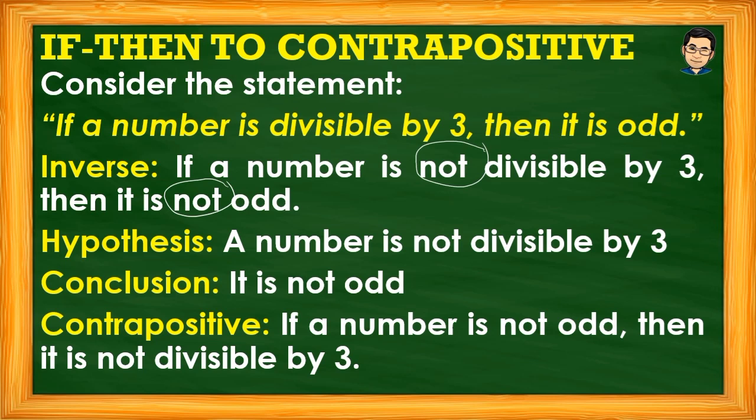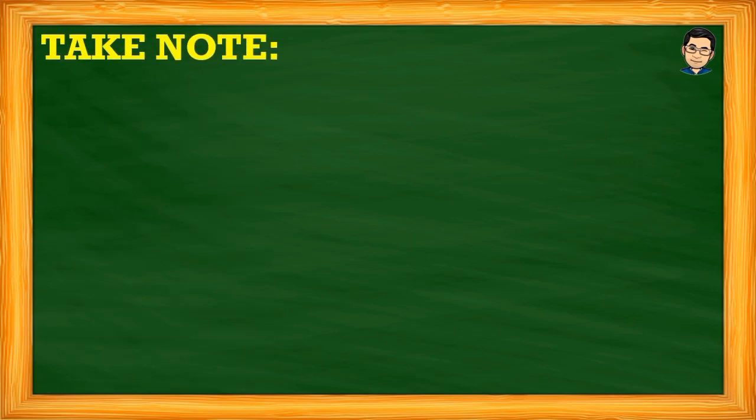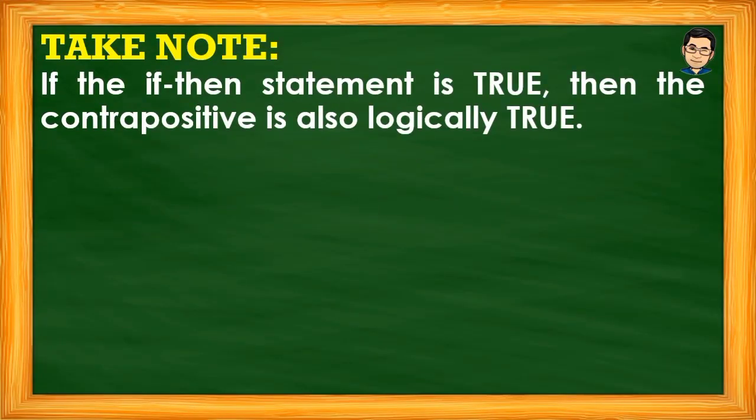So, basically, dito sa inverse statement natin, ang hypothesis is a number is not divisible by 3. And then, the conclusion is, it is not odd. Therefore, yung contrapositive natin, ayan, if a number is not odd, then it is not divisible by 3. So, take note, if the if-then statement is true, then the contrapositive is also logically true. So, ibig sabihin po niyan, kung ang given if-then statement natin, conditional statement natin ay true, and then tinransform natin siya into its contrapositive statement, yung equivalent niya na contrapositive statement, so true din po yun.